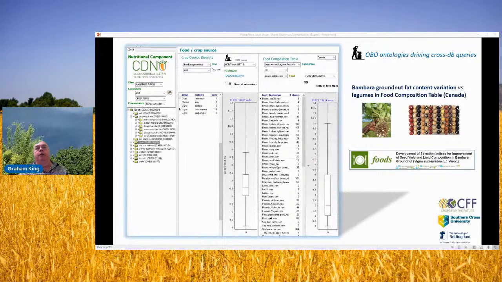And just as an example of the type of comparisons that can be made using the Cdno and using ontologies such as food-on and plant ontology and so forth to carry out and guide the data querying. Here you can compare, for instance, a crop genetic diversity analysis of Bambara groundnut with existing data in a food composition table. And this, in fact, is just for total fats within these different data sources.